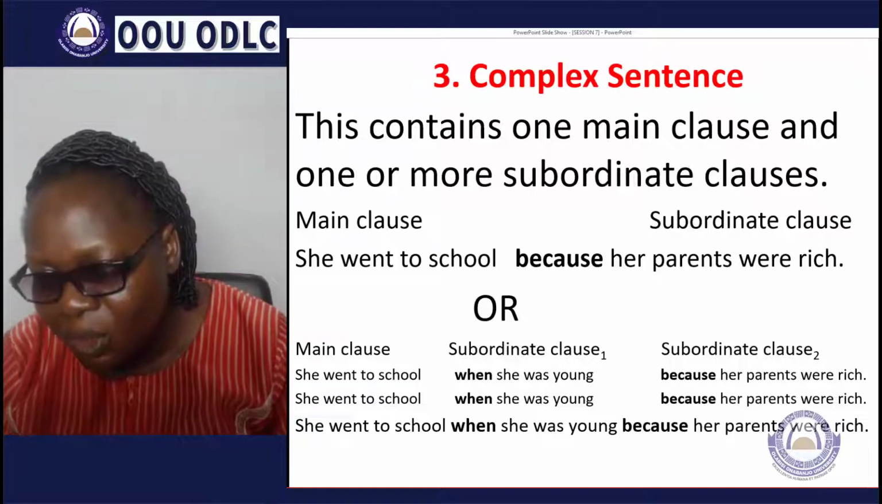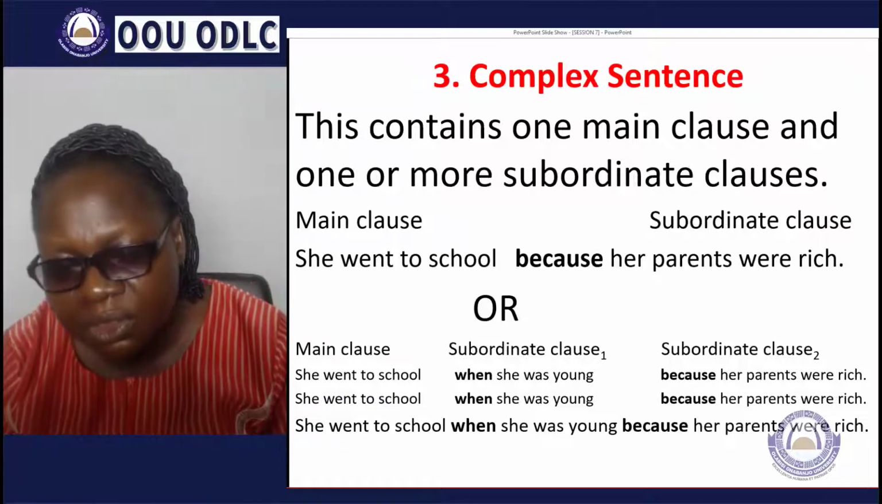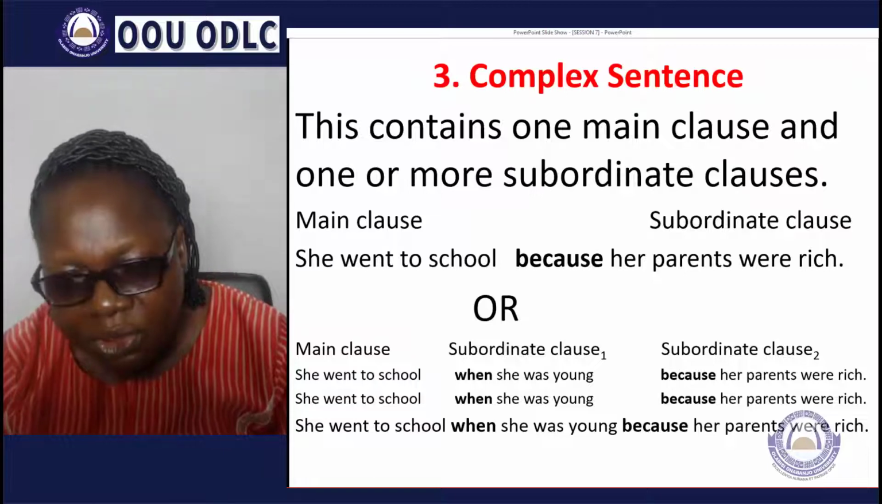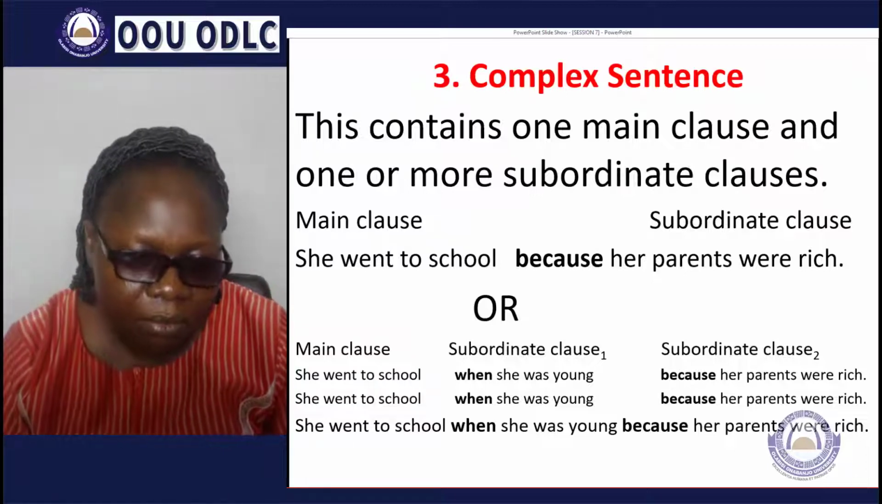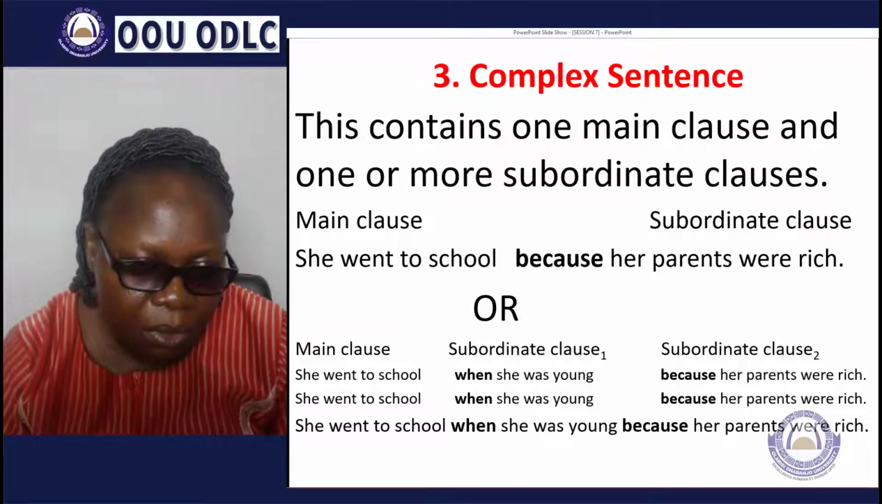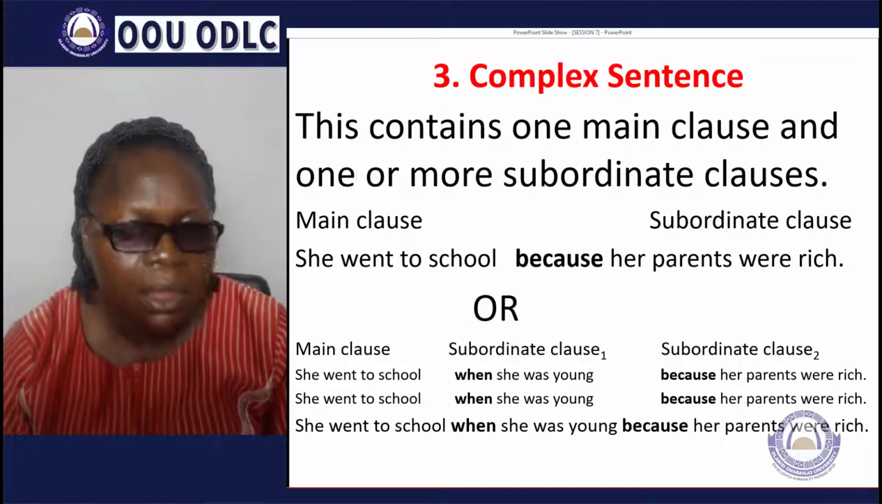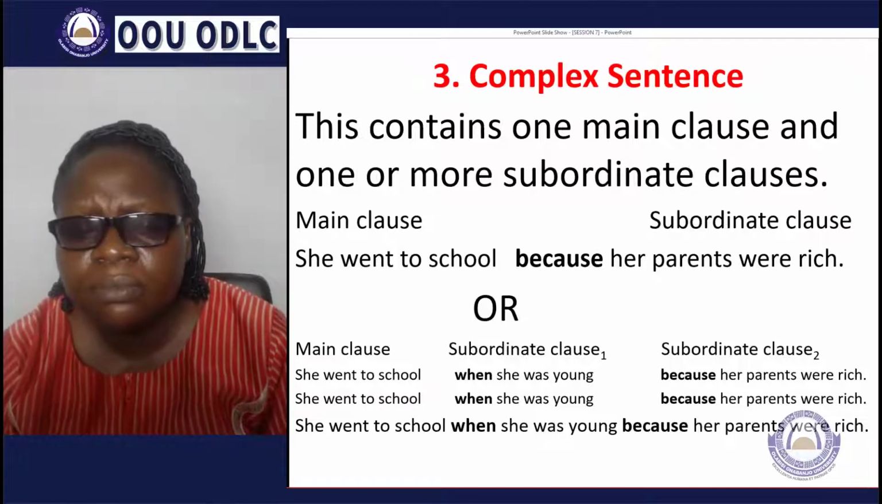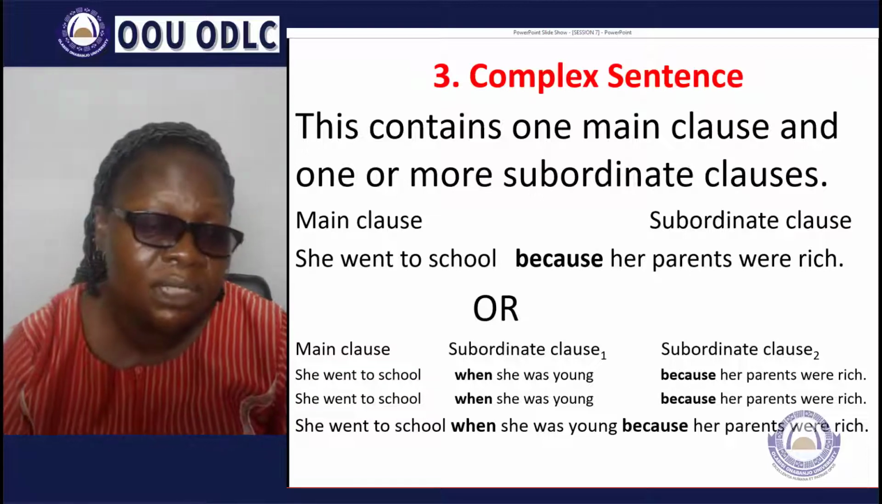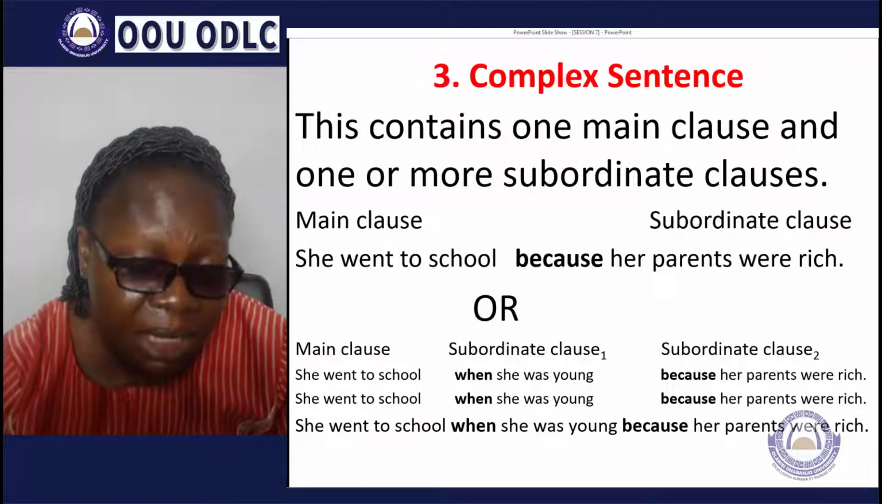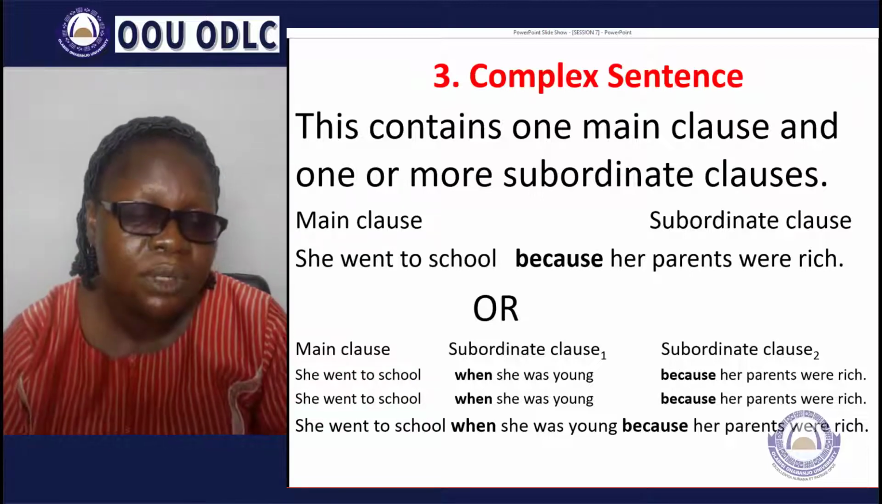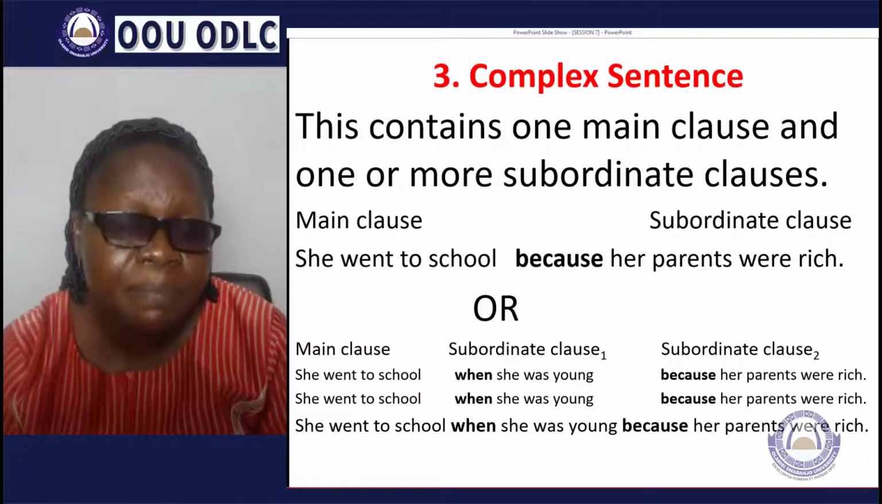Now, there is another clause. Because her parents were rich. She went to school. Meaningful, simple sentence. A main clause. Because her parents were rich. That's not a main clause. That's a subordinate clause, because it is not complete in meaning. It is a dependent clause. It has to depend on the main clause for completion of its meaning.